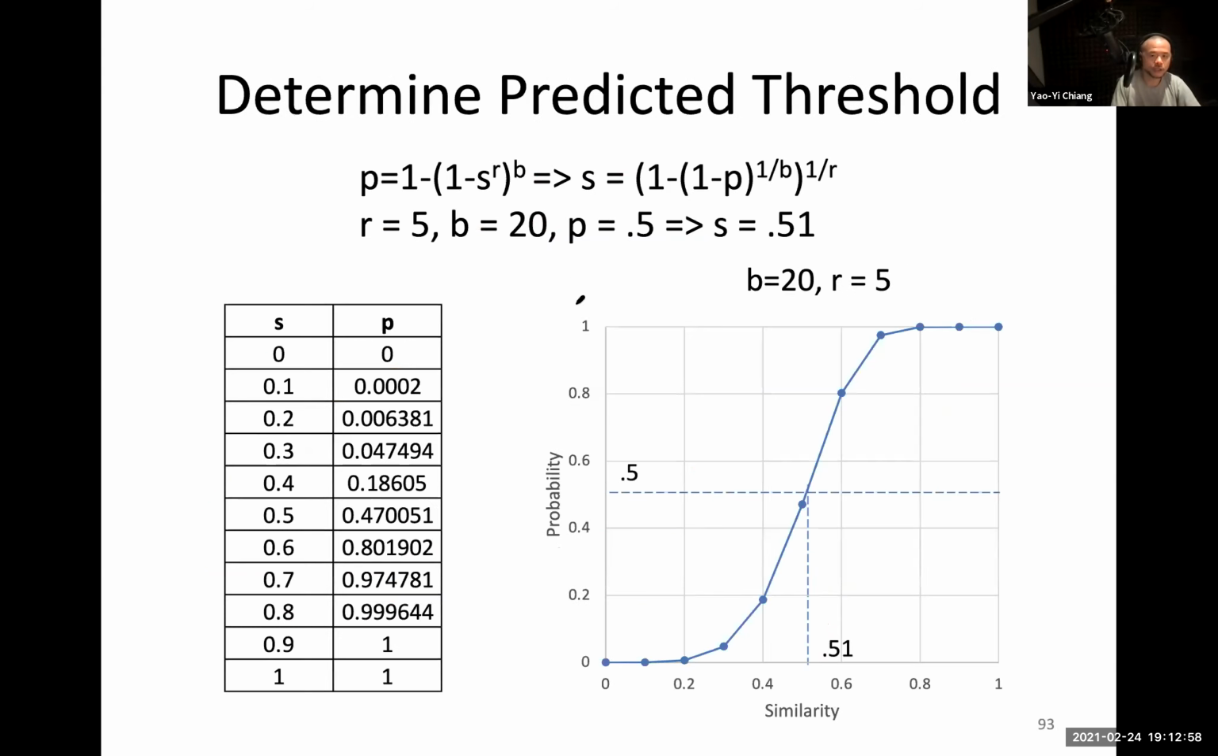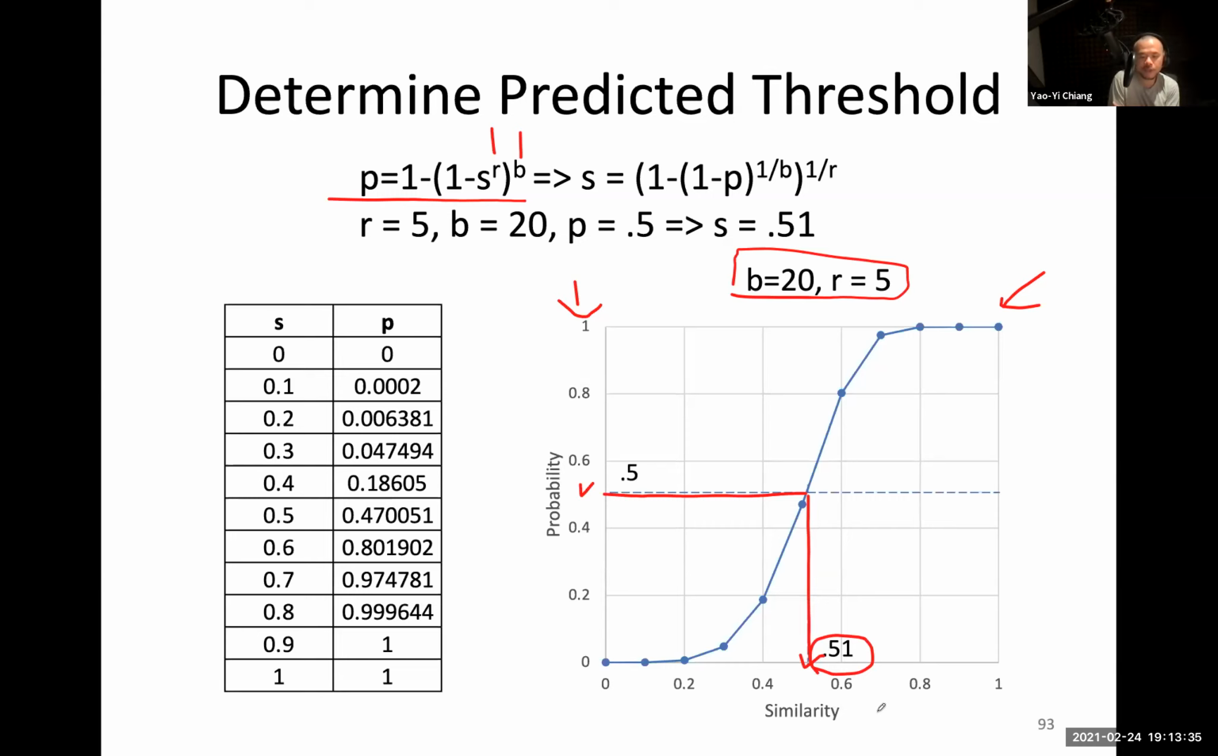So if you look at the chart here, based on this p function, if you already have r and you already have b, you have a curve, right? When you have a curve, let's say b equal to 20, r equal to 5, you know the predicted threshold, 0.5. When you have 0.5, based on this probability line, you know that your Jaccard similarity is 0.51. So what does it mean then? This means if your application cares about 0.5, anything above 0.51, this is probably your best curve.